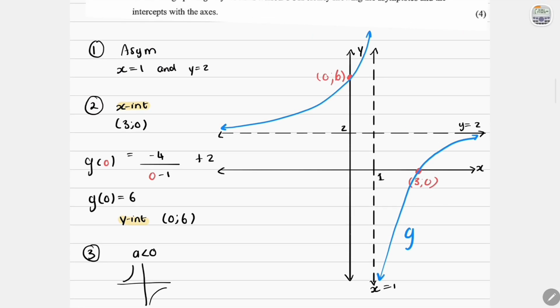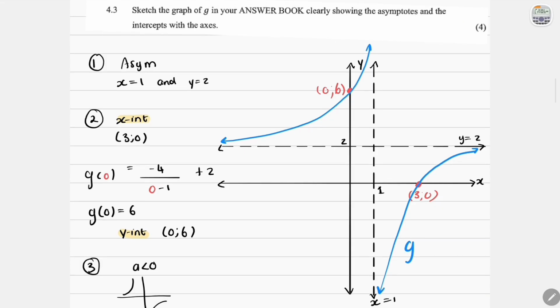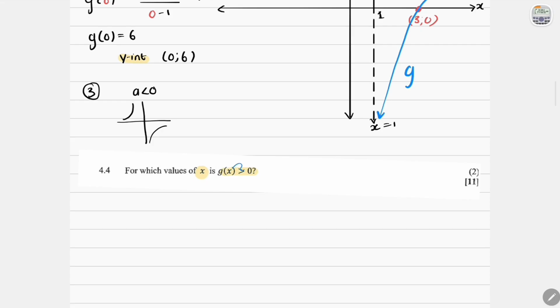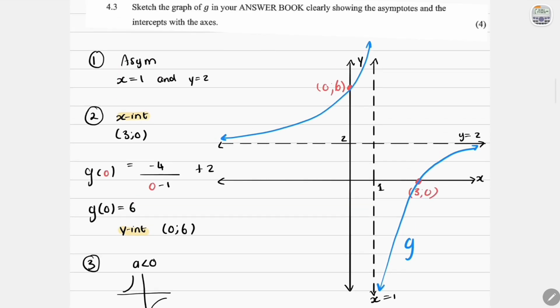Okay, so looking at g of x, where is it greater than 0? This refers to the y values of g. Okay, g of x means y. Y equals mx plus c. You could also say g of x equals mx plus c. So where are the y values of this graph greater than 0?